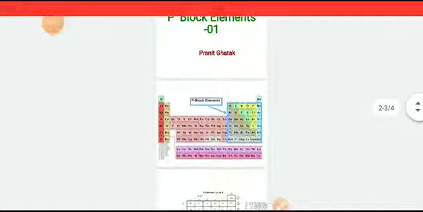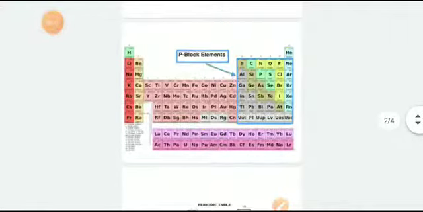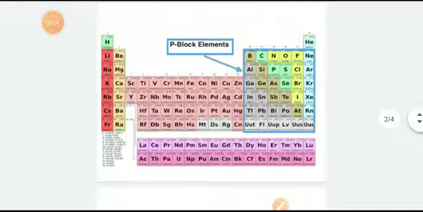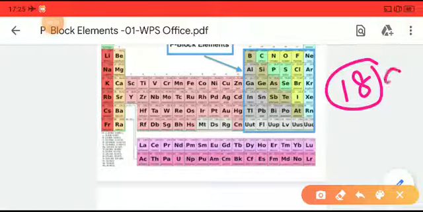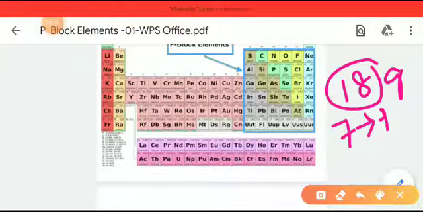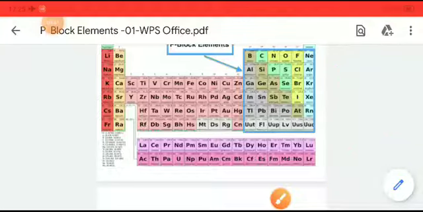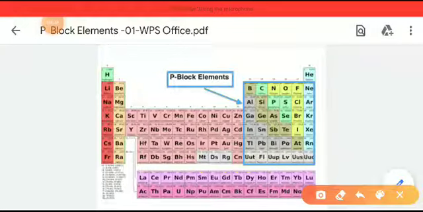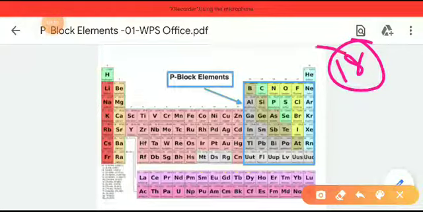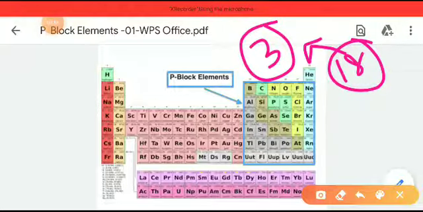At first we take a look at the periodic table of our chemistry. Here we know that there are 18 groups and 7 periods. These 18 groups have been distributed mainly between 3 sub blocks.